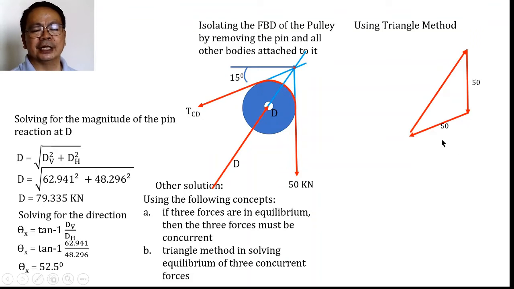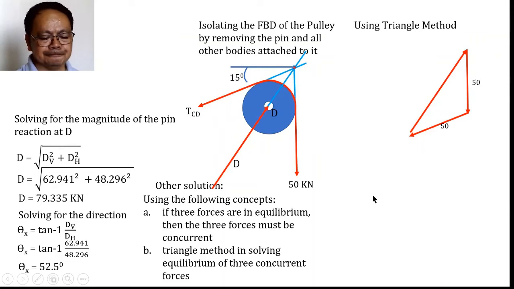If you have two sides that are equal in magnitude, then we have an isosceles triangle. At ano baga ang property ng isosceles triangle? Ang isosceles triangle, ang two base angles are equal. Ang ibig sabihin, itong angle na ito will be equal to that angle. So kung makuha natin yung other angles in this triangle, masusunod natin itong direction ng D. Kasi itong direction ng D can be measured starting from the horizontal.